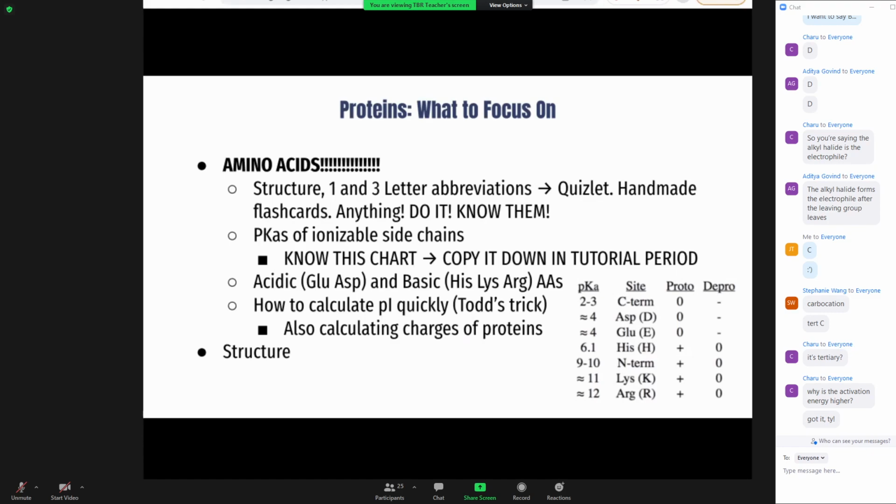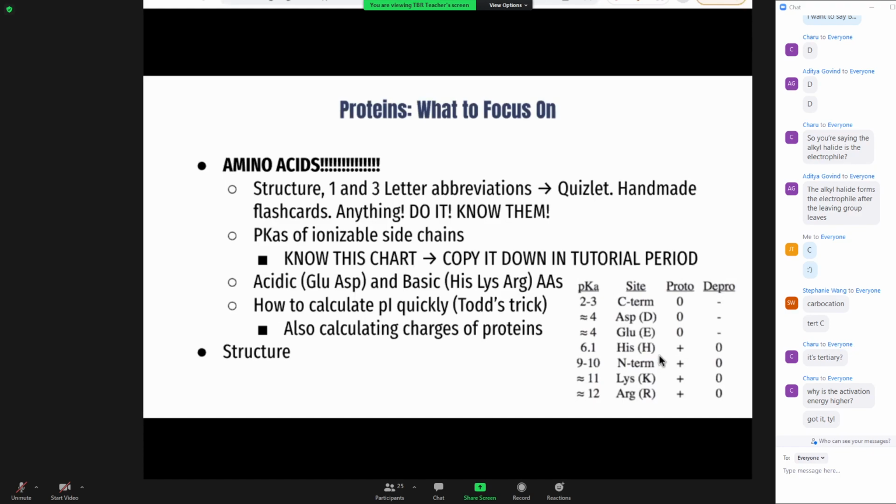Todd's trick of calculating PI quickly. I don't have that off the top of my head, but I will be sharing all my cheat sheets with you all, which should have all the shortcuts and tricks. But yeah, that'll be coming in an email soon. Sorry, I'm still putting together this folder.